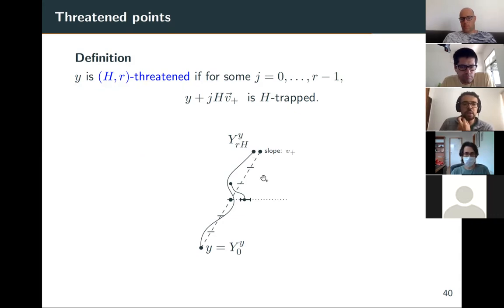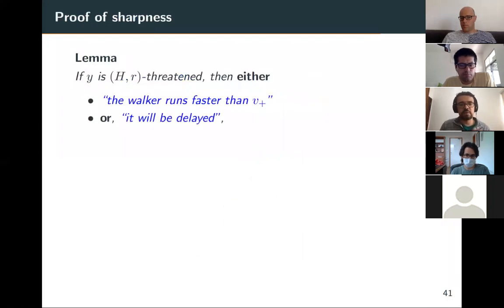Okay, and now in order for this point Y not to be threatened, none of these horizontal lines here can have a trap on its right. Then, since the environment is IID, you have independent tries to find these traps on your right. So the probability of not being threatened in R should decay very fast. So this is the content of this lemma.